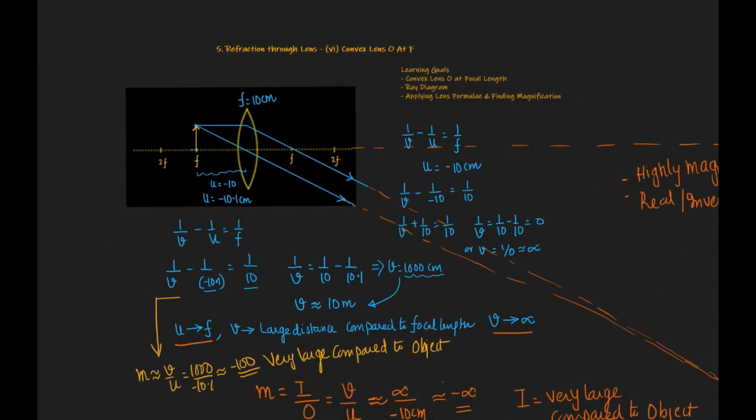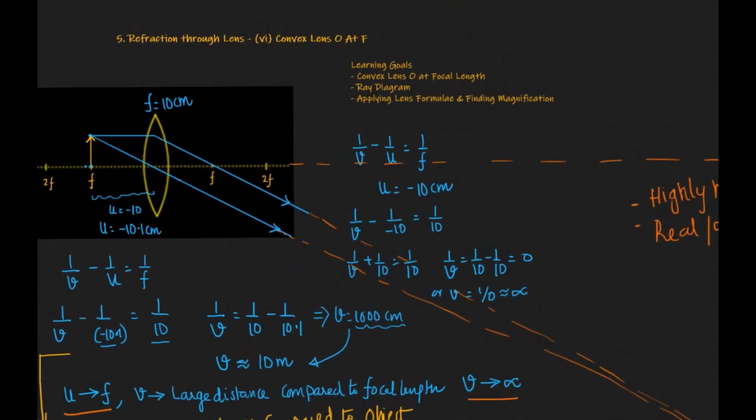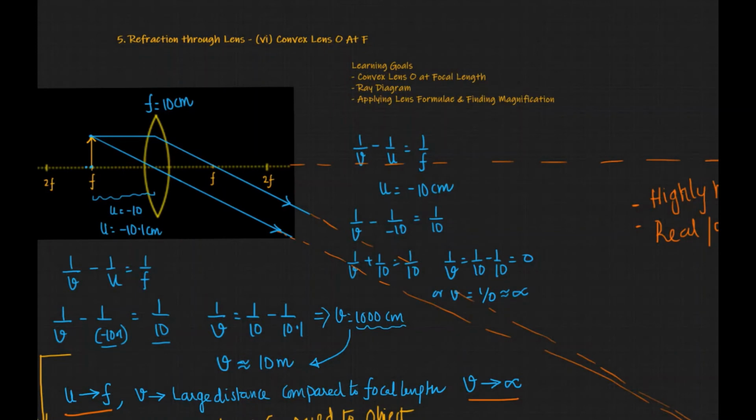Now going back to our learning goals, we saw how the image was formed when the object is at focal length. We checked the ray diagrams and we applied the lens formulae and found the magnification. I hope you enjoyed this video. Please try to recapture your learning goals in your notebook by yourself, and if you get stuck, please go back to this video or ask questions in the comments.